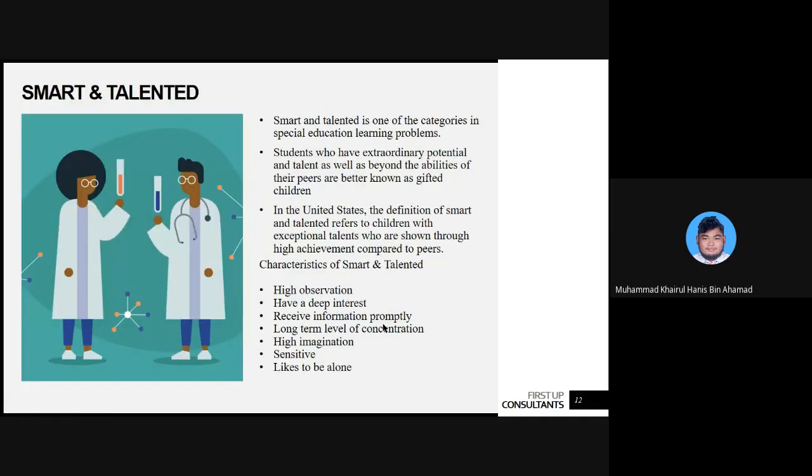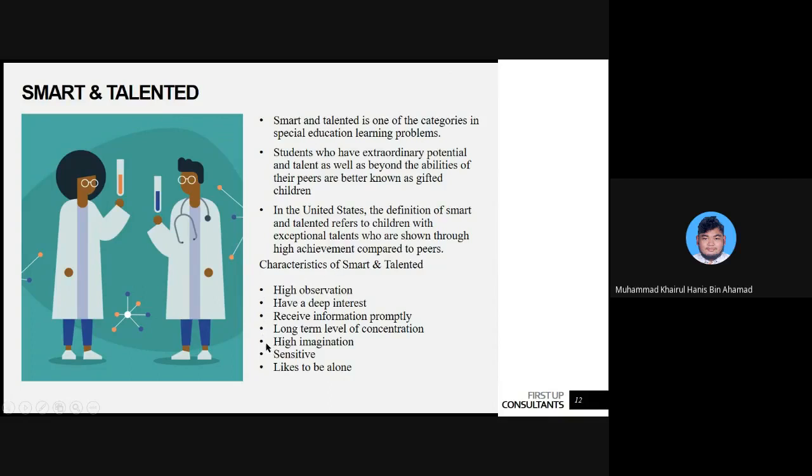Okay, for smart and talented, it is one of the categories in the special education learning program. Students who have extraordinary potential and talent beyond the ability of their peers are better known as gifted children. In the United States, the definition of smart and talented refers to children with exceptional talent shown through high achievement compared to peers.